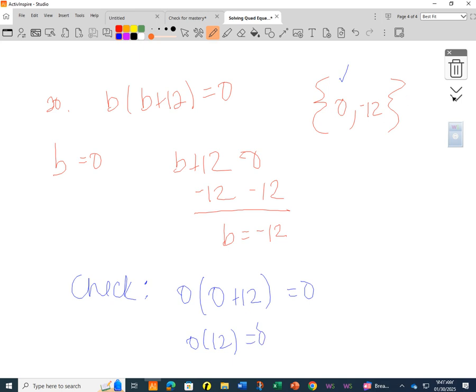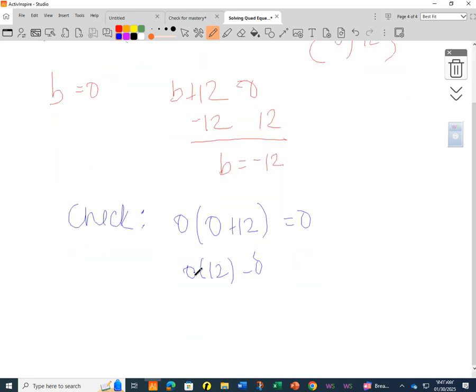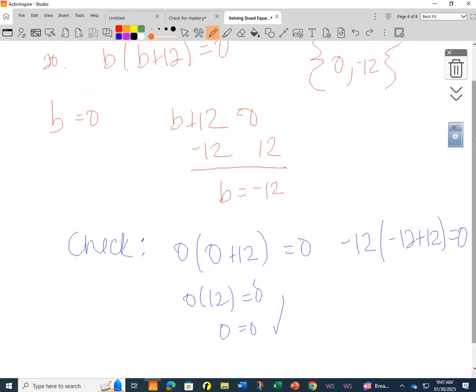And the question is, is this equation a true statement? Well, what is 0 times any number? 0, right? So 0 times 12 is 0. So we know that 0 is one solution of this quadratic equation. Now we're going to take our other solution, negative 12, and plug it in. So everywhere there's a b, we're plugging in negative 12. So there was a b here and a b here, and now we have substituted that with our other solution.